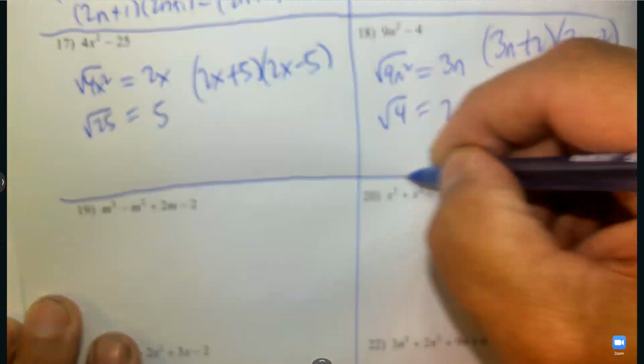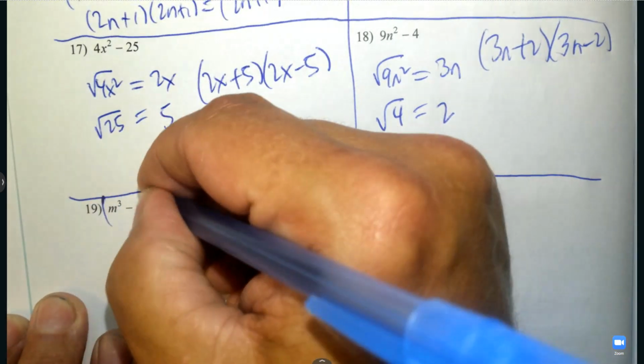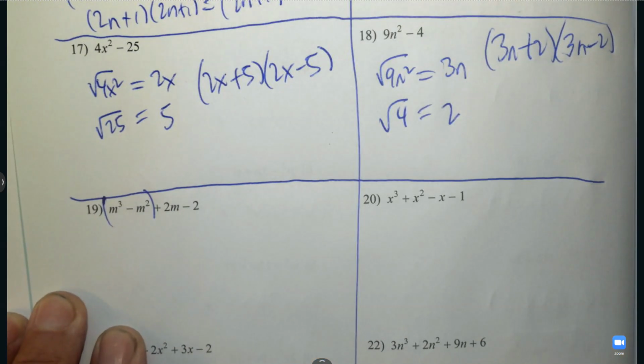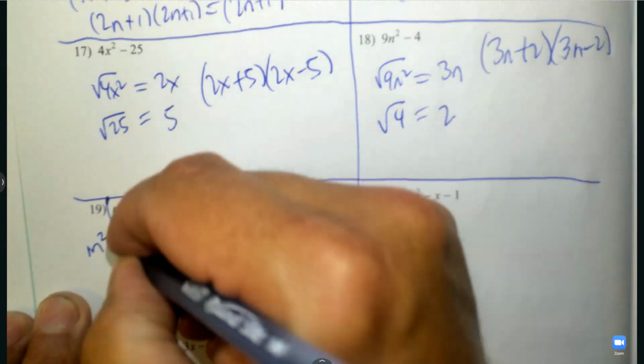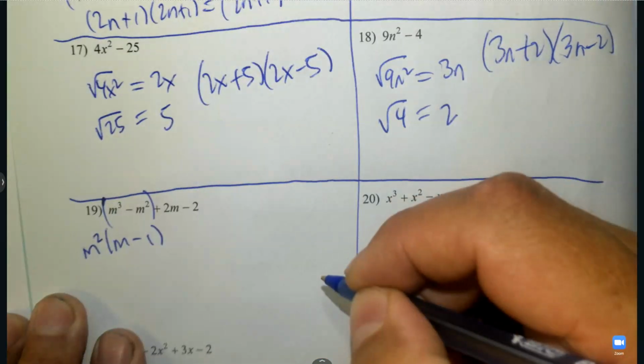Now this one's different because we have 4 terms. So we're going to do this by what's called grouping. So we're going to group the first two, and we're going to look just at the first two. What do they both have in common? Well, they both have an m, at least 2 m's, both of them. And then when you divide, you have m minus 1.